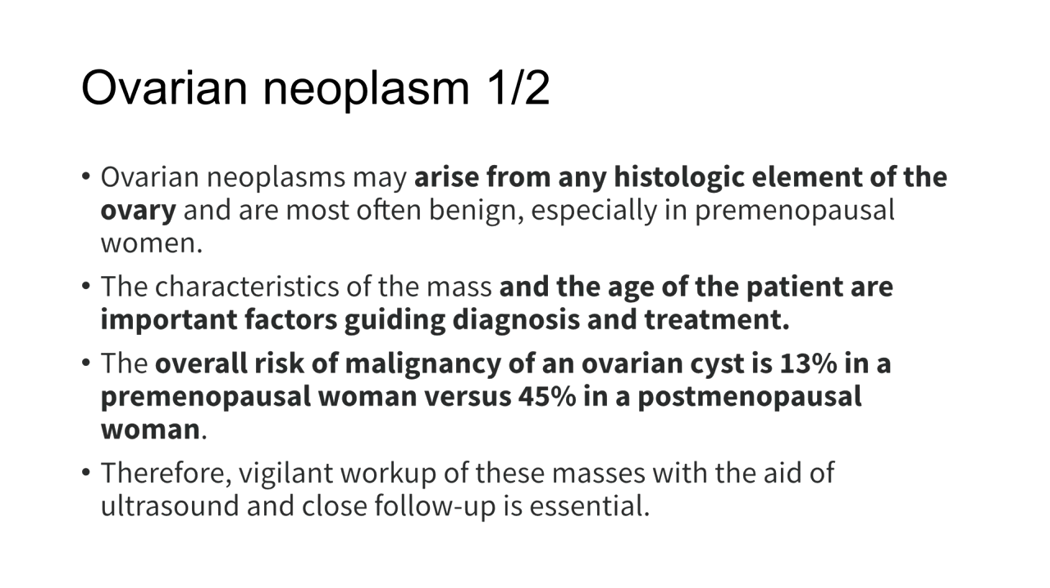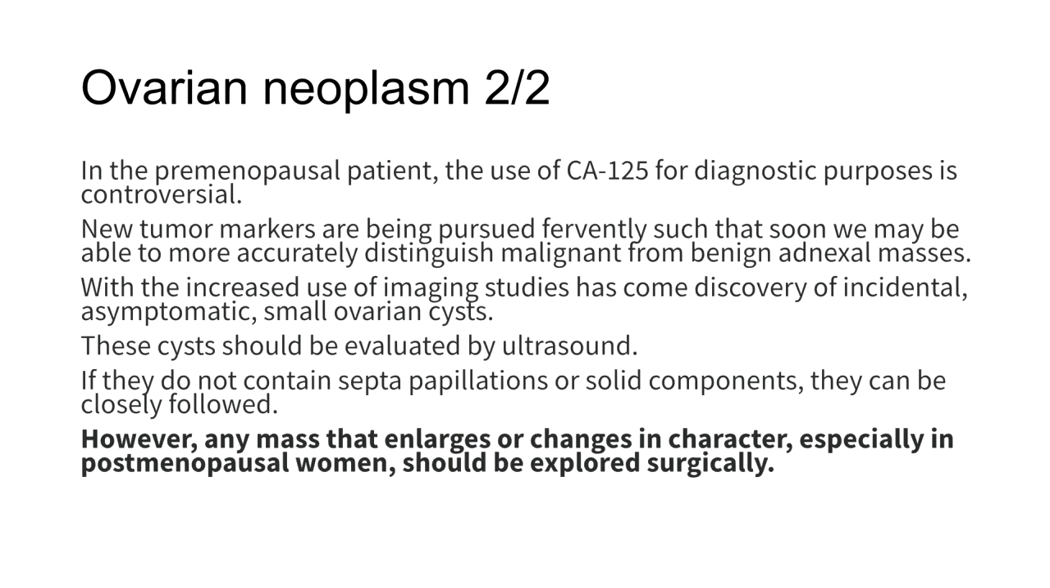The risk of a malignancy for an ovarian cyst is 13% in a premenopausal woman versus 45% in a postmenopausal woman. In a premenopausal patient, usually we use CA125 as a diagnostic measure. There are other markers also in order to pursue an early diagnosis of malignancy.